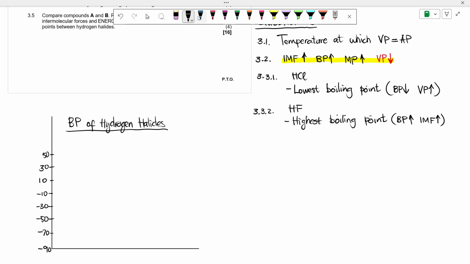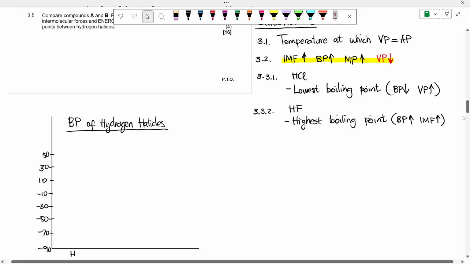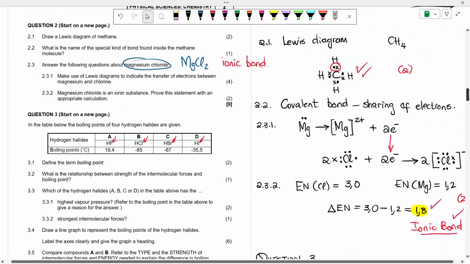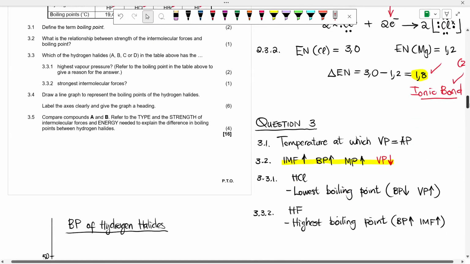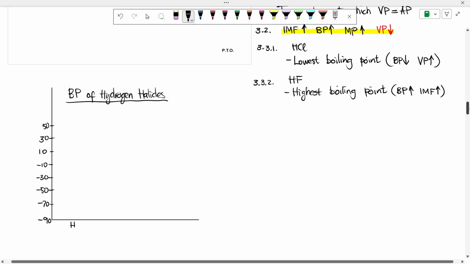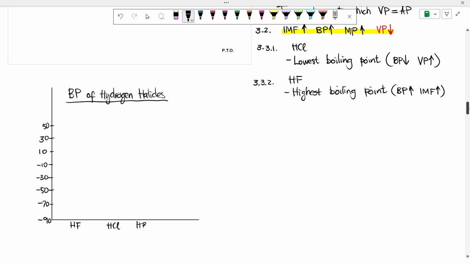Then you're just going to plot your values. That you can do on your own, but on the x-axis, the first one is, wait, let me just quickly go and check. First one is HF, HCl, HBr. So HF, HCl, HBr, and the last one is HI.